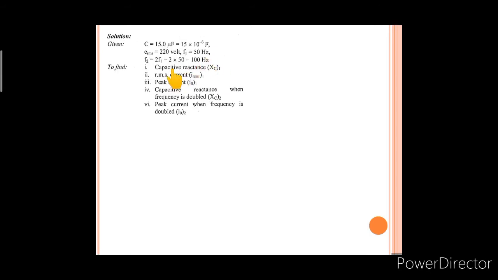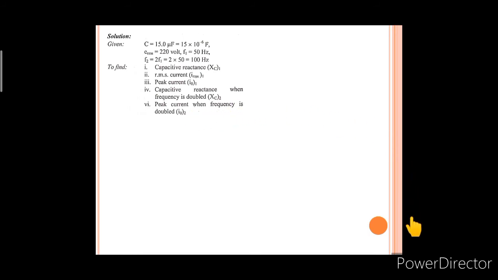Then over here we have to determine the capacitive reactance for the first frequency F1, which is 50 hertz. We denote it as XC1, and for the same frequency we have to calculate the RMS current, that is I_RMS1, and also the peak current, that is I01. Then when the frequency is doubled, for the frequency F2 we have to determine the capacitive reactance, denoted as XC2, and also the peak current when the frequency is doubled, that is I02.